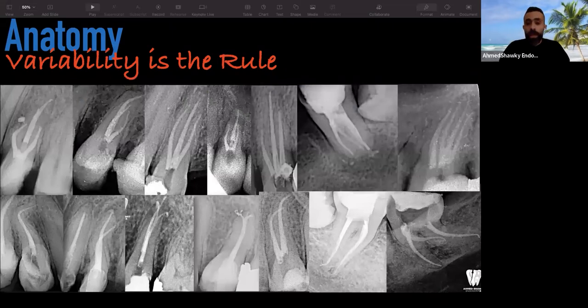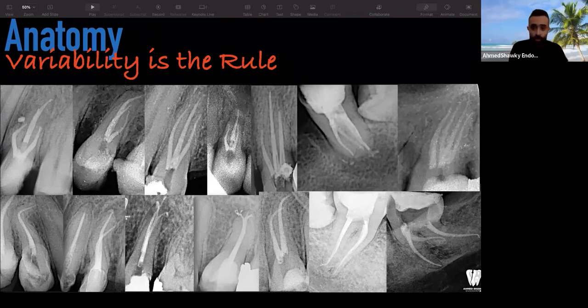So I cannot imagine that any one of you can think that when you treat one lower six in one patient, you will find exactly the same anatomy in the following patient in the lower six. Of course not. On the contrary, you may find different anatomy between a lower six on the right side and a lower six on the left side in the same patient. When we're dealing with anatomy, variability is the rule.